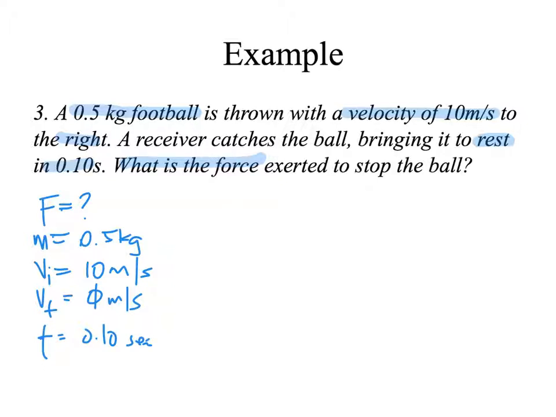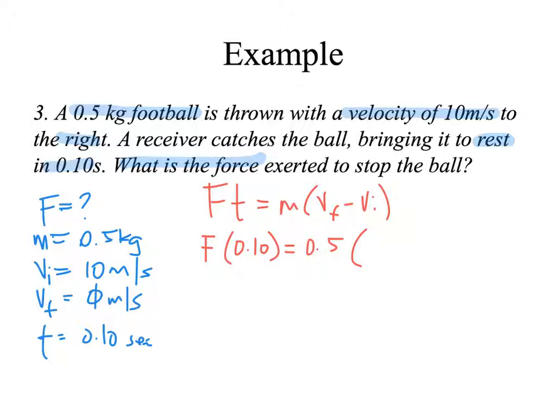Okay, well, what this basically says is that there is a force that is occurring over a certain amount of time, and it's causing a change in velocity, therefore a change in momentum. So Ft equals m times Vf minus Vi. Well, force is what I need to solve for, so I'm going to rewrite it as F. Time is given to me. It is 0.10 seconds. Mass of the football is 0.5. Vf is 0. Vi is 10.